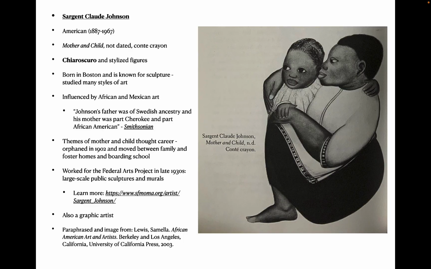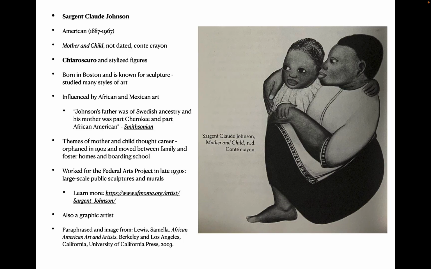Johnson was known for his sculpture, but he studied a lot of different types of art. He's an African-American artist. He considered himself African-American. His father was Swedish and his mother was Cherokee and African-American. He has a lot of themes of mother and child throughout his career. If you look into him on the links I'm providing, you can see a lot of mother and child sculptures that Johnson created, and his life is really interesting.